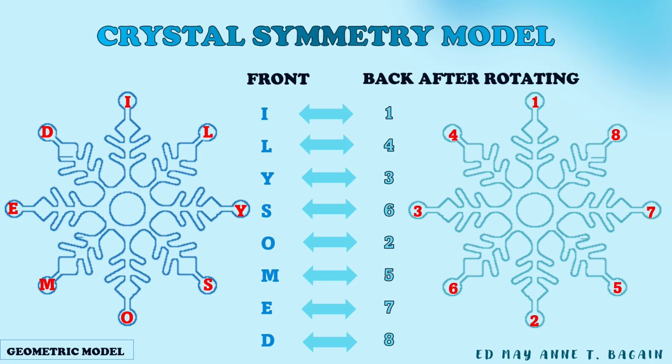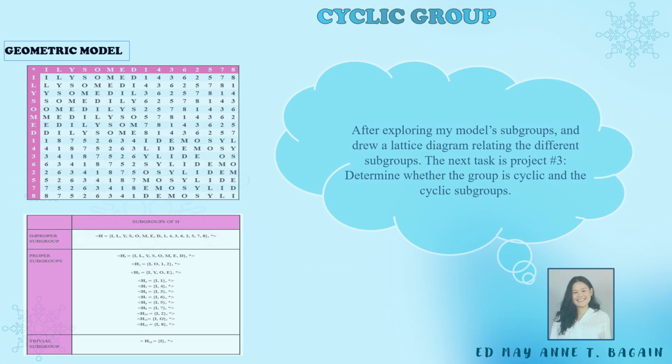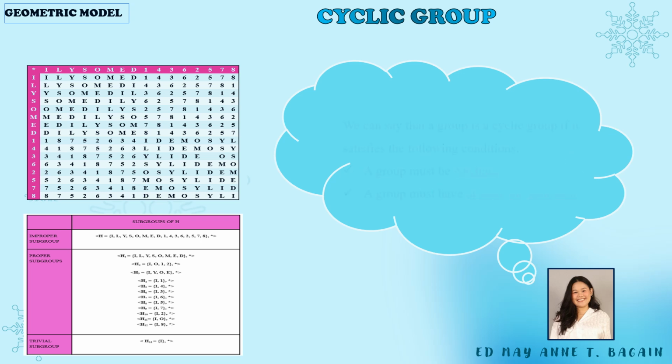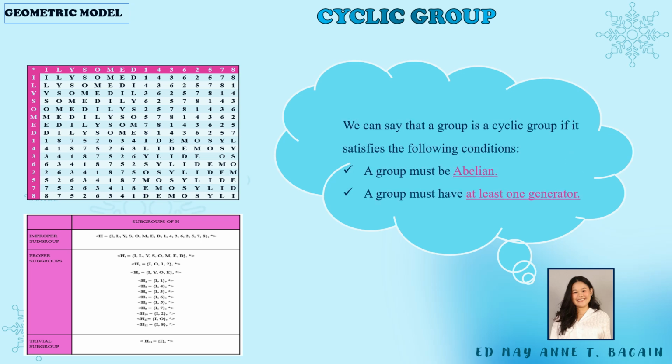Okay, so after exploring my model subgroup and after drawing a lattice triangle diagram relating the different subgroups, the next task is project number 3, which is this one. And I will be explaining to you how to determine whether the group is cyclic and to find its cyclic groups. Okay, so let me discuss to you what is a cyclic group.